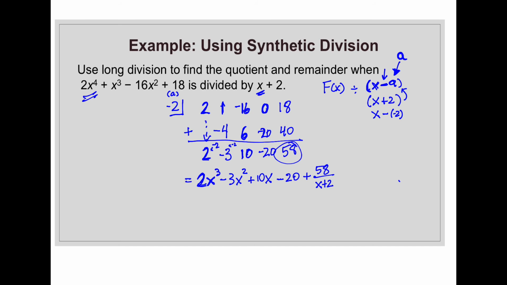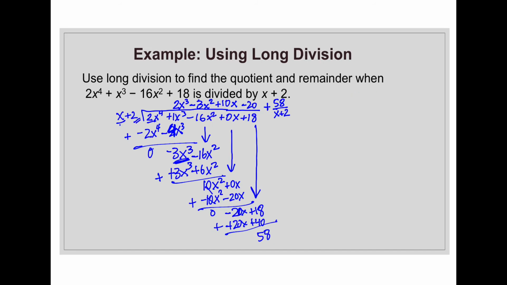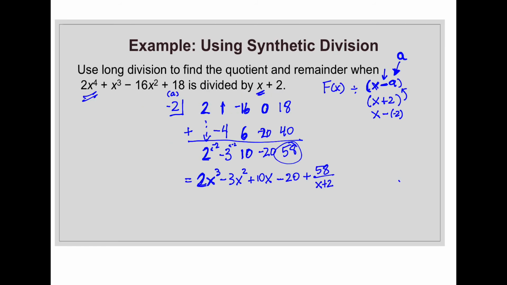And this is the result. You'll notice that this is the same answer that we had on the previous slide. 2x cubed minus 3x squared plus 10x minus 20 plus 58 over x plus 2. Exact same result, but you can see it's a lot less messy for us to deal with.